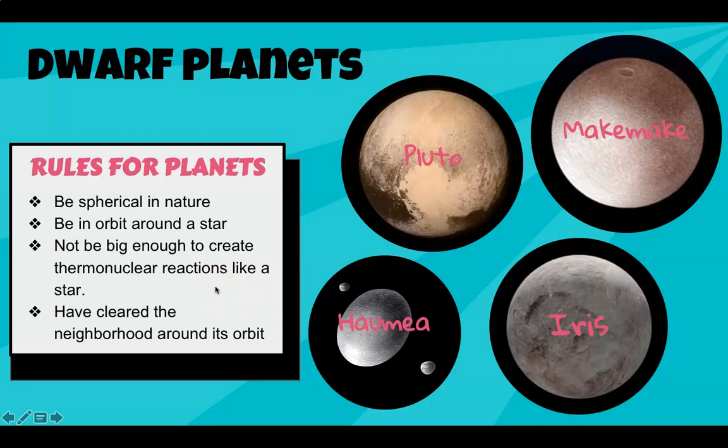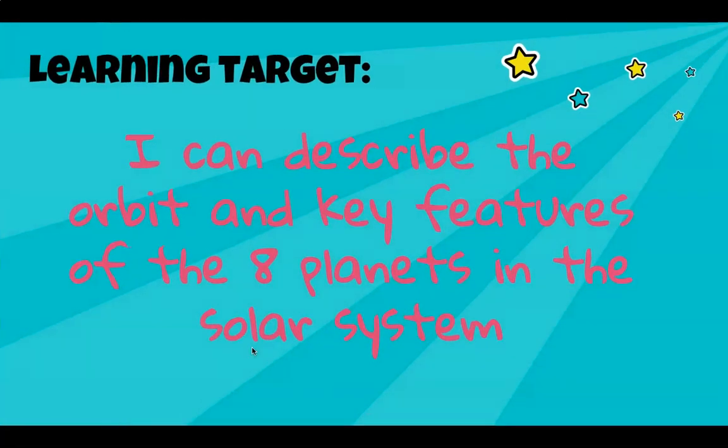And that is because they did not clear the neighborhood around their orbit. What that means is there's still other stuff in Pluto's orbit. There's still other pieces of material or debris that have not been cleared yet. So all of these kind of orbit in similar paths. Some of our dwarf planets have moons. Pluto has the moon Charon. This planet here has 2 moons. I don't know their names, but it has 2 moons that orbit around. So they may even have moons, but we don't consider them a planet because they have not cleared their neighborhood or their orbit yet. All right, so that was our solar system.